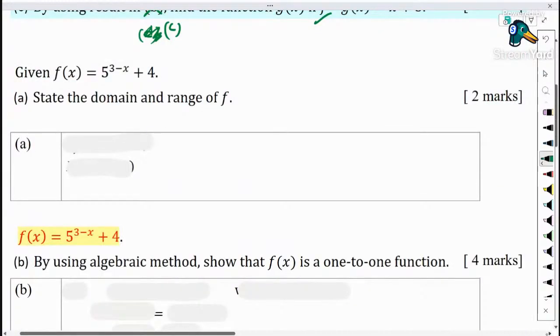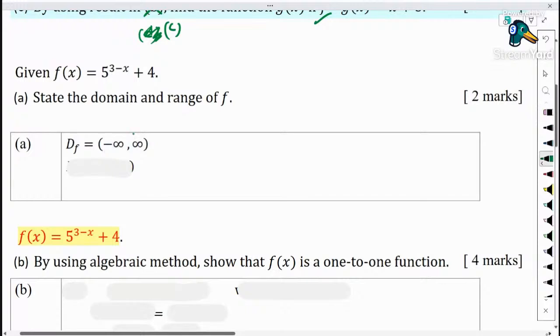For the domain, just use common sense to see what are the x values that are undefined in this case. What are the x values that, when you substitute inside, make the function undefined? You find out that no value substituted inside will make the function undefined. Therefore, the domain is negative infinity to infinity. You can substitute any x value inside. So domain is negative infinity to infinity.